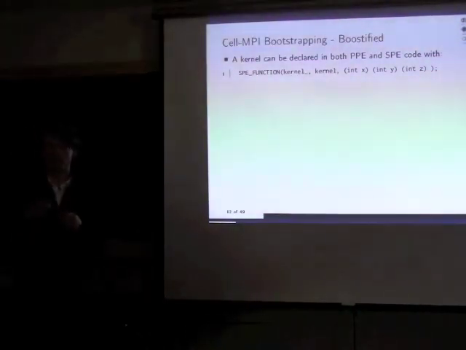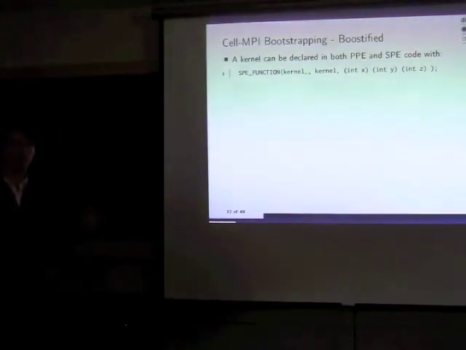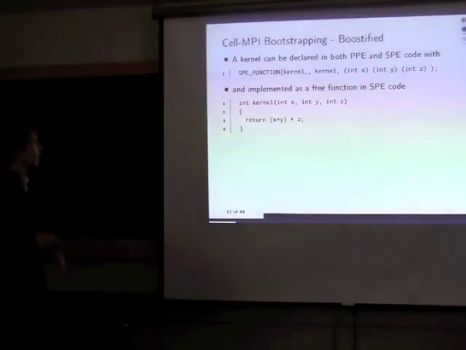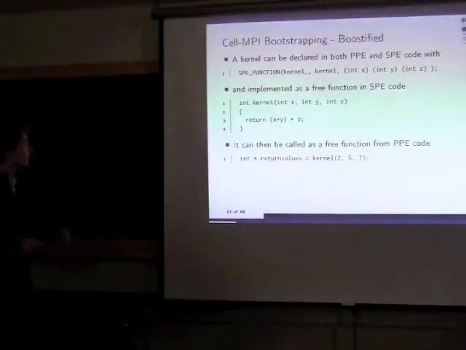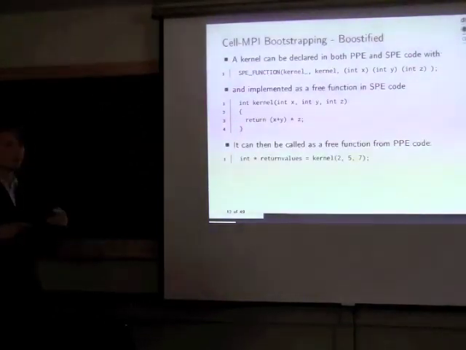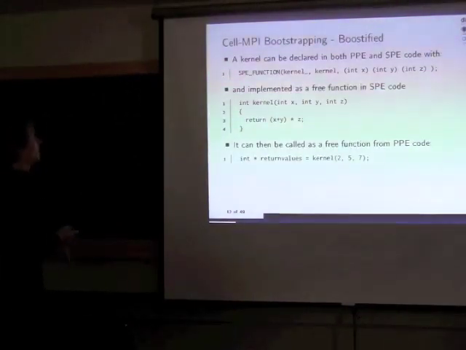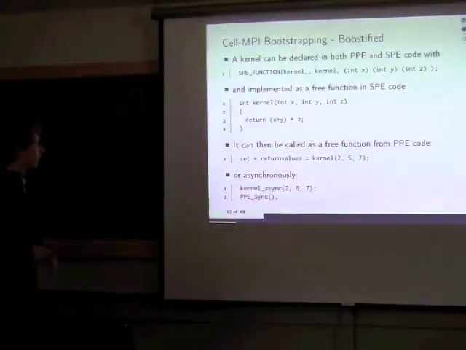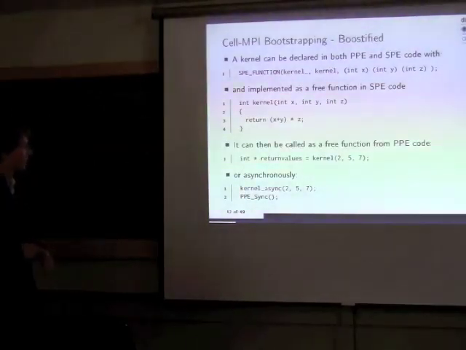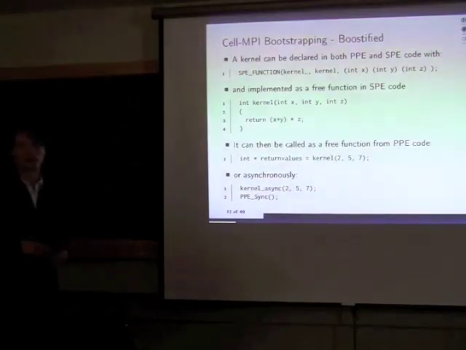And for both, both compilers will generate completely different code. But what this allows you to do is to write a free function that takes the arguments you might expect and just returns a value. And on the PPU, you can just call this free function with your arguments. So all the stuff that we saw before is done internally by this macro, and there's another function generated that's called with underscore async appended to call the kernel function asynchronously.